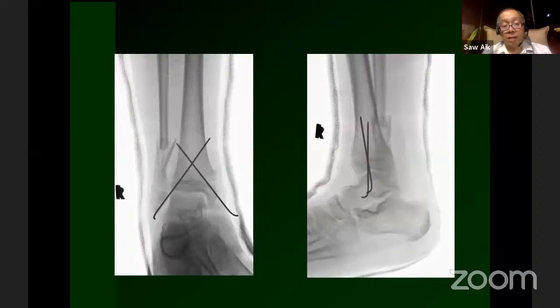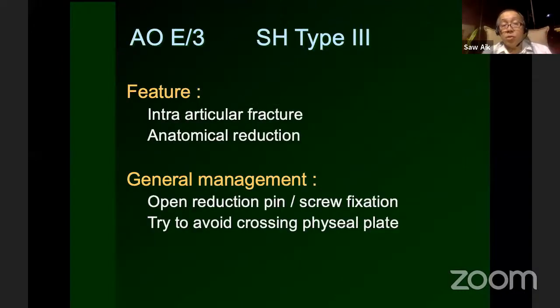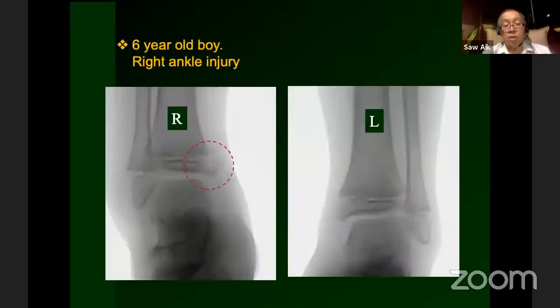from both sides of the physeal plate. Now, AO E3 or Salter-Harris 3, this is an intra-articular fracture, so it usually requires anatomical reduction and internal fixation. Now, this is a special example here, a 6-year-old boy with a right ankle injury.